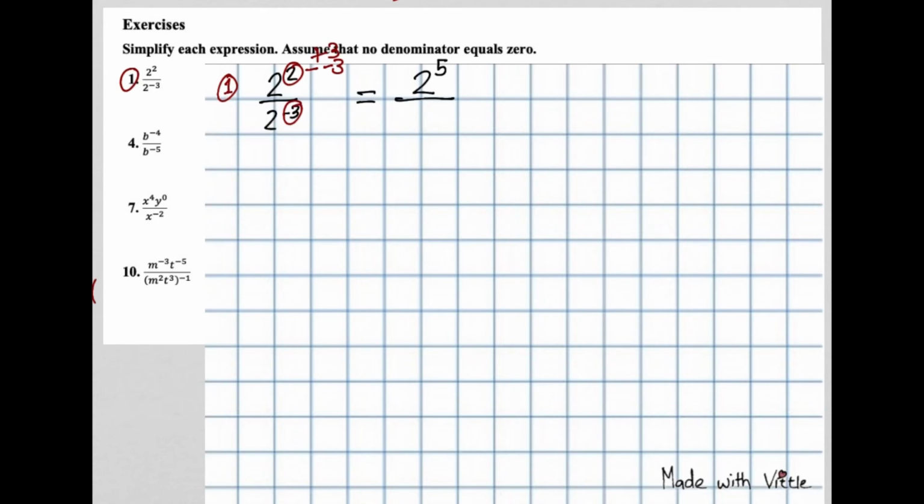Since our final answer is 2 to the fifth power with a positive exponent, it stays on top of our fraction. So at the bottom will be 1, but that's going to be the same thing as 2 to the fifth power. So this is our final answer.